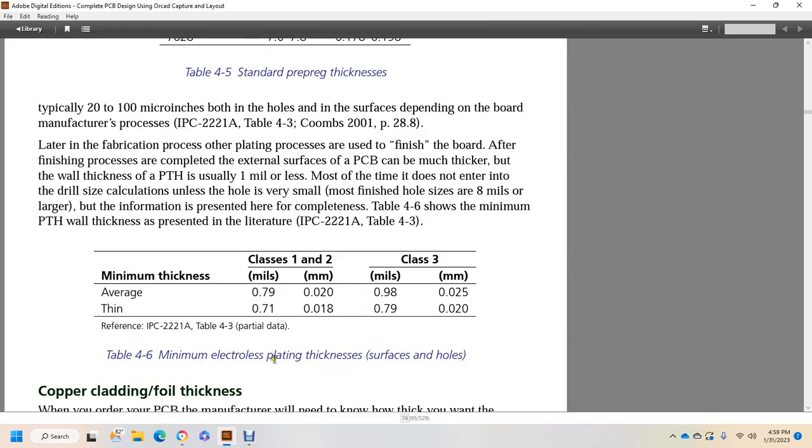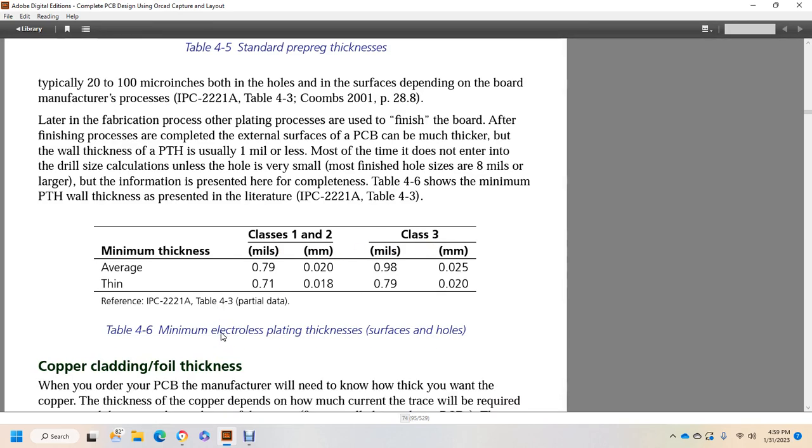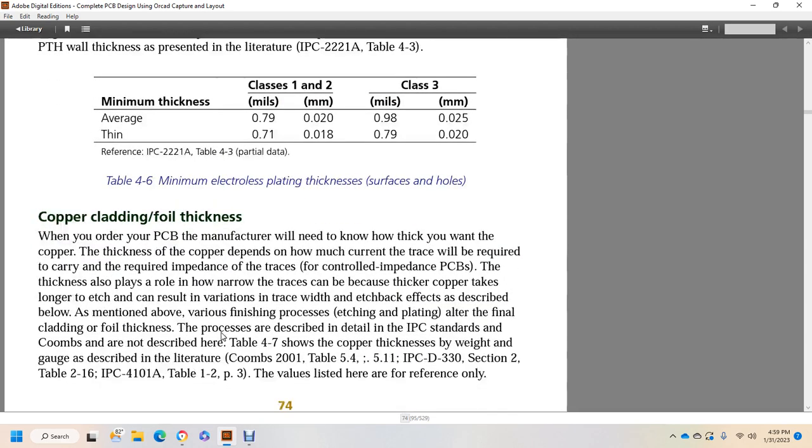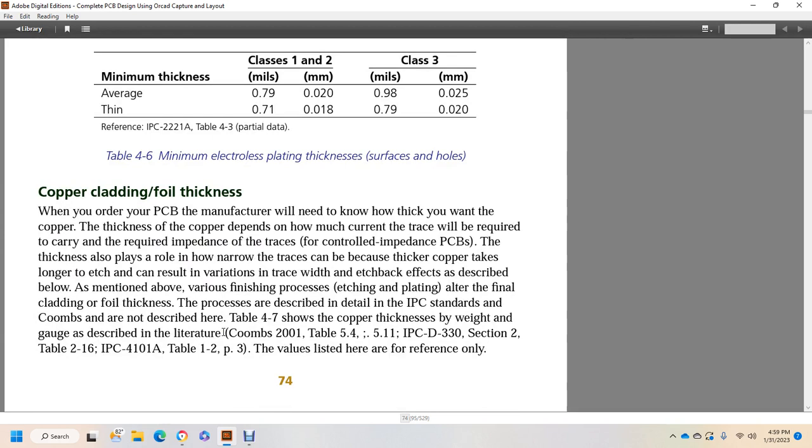Table 4.6 shows the minimum electroplating thickness for surface and holes, average and thin, for classes 1 and 3, in millimeters, and the copper cladding foil thickness. When you order a PCB from a manufacturer, you need to know how thick you want the copper to be. The thickness of the copper depends on how much current the trace will be required to carry, and on controlled impedance of the PCB.